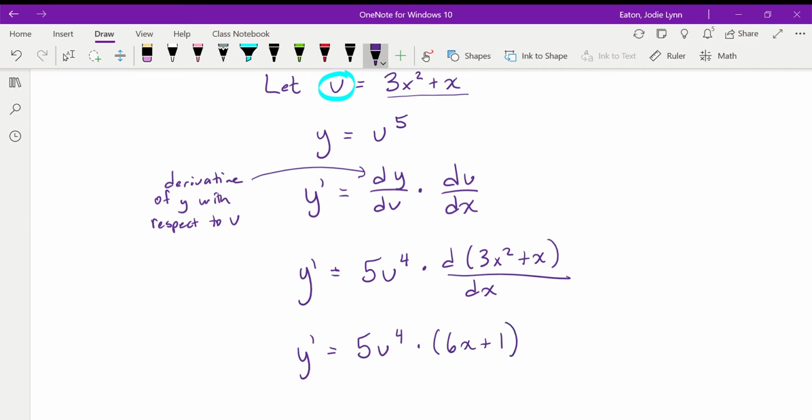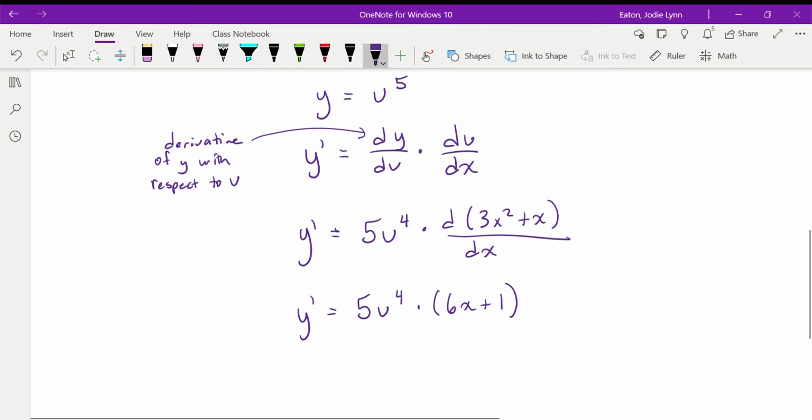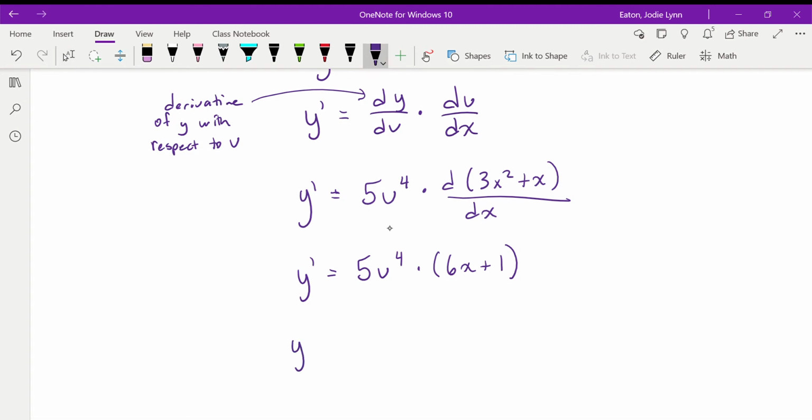Now, this is our answer. The only problem is we'd actually like everything in terms of x instead of in terms of u. So we're just going to replace the u with what we started with. Back then we said u was equal to 3x squared plus x. So we have 5 times (3x squared plus x) to the power of 4 times (6x plus 1).